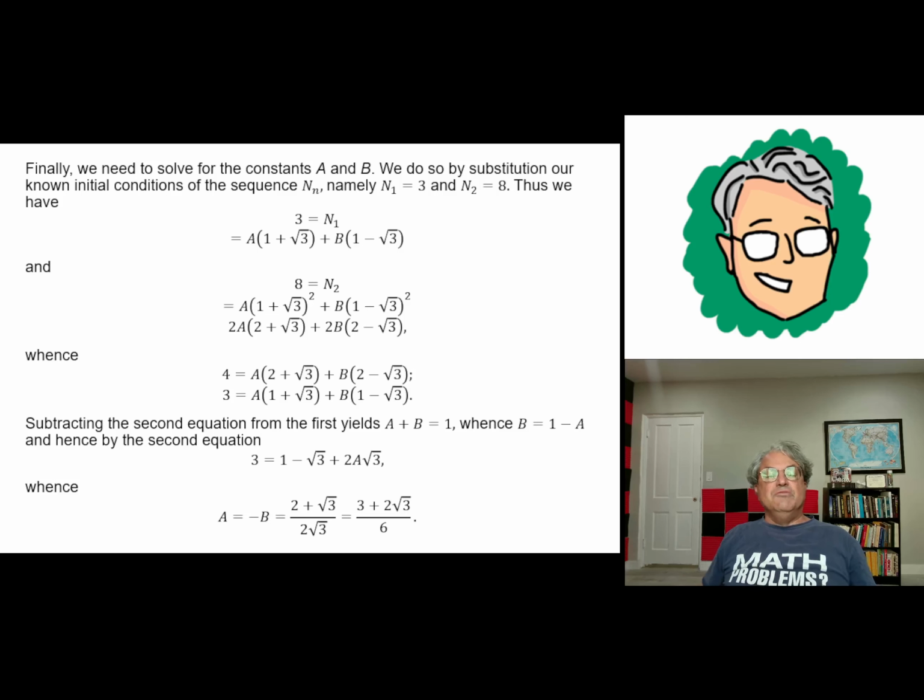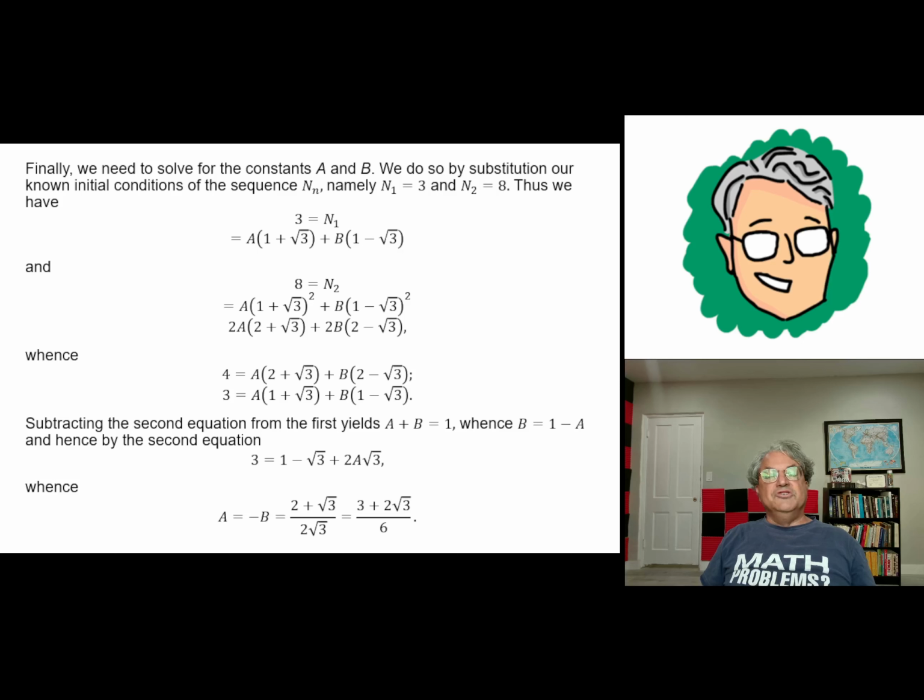You can check that n sub 1 is 3. The solutions of length 1 are just 0, 1, and 2. So there's 3 of them. So therefore, we have 3 equals a times 1 plus the square root of 3 plus b times 1 minus the square root of 3. That's just what you get when you plug in 1 for little n.